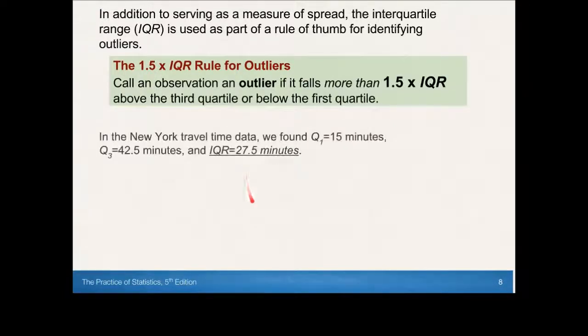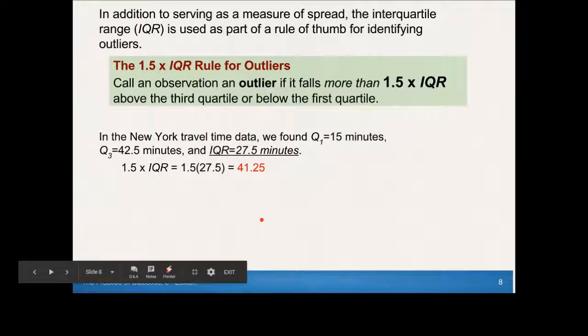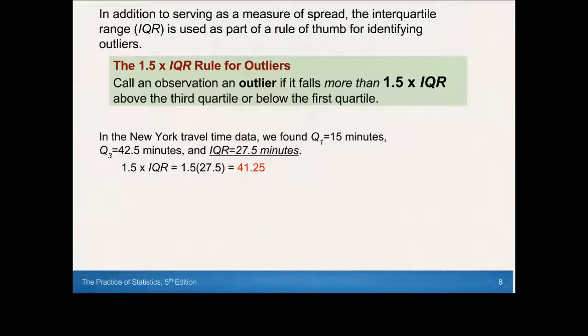So here we go. In the New York travel time data, we found the quartile 1 was 15 and the quartile 3 was 42.5. So the IQR was 27.5. All right, we already did that. Now we multiply that by 1.5. So we get 41.25. Don't stop there, because we're going to look at it above or below the third and the first quartile respectively.